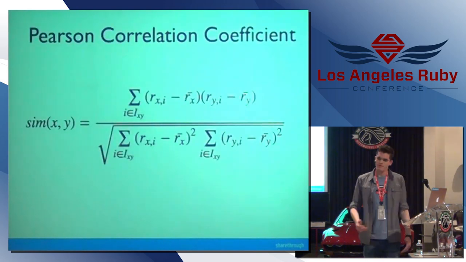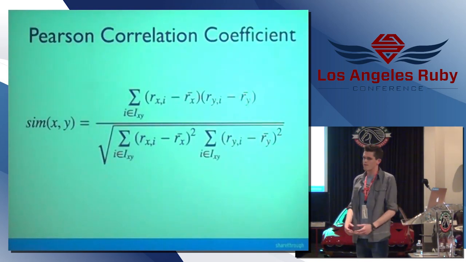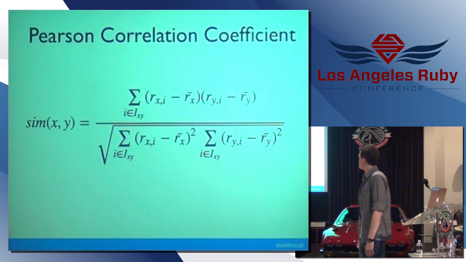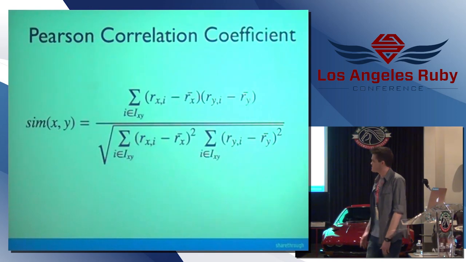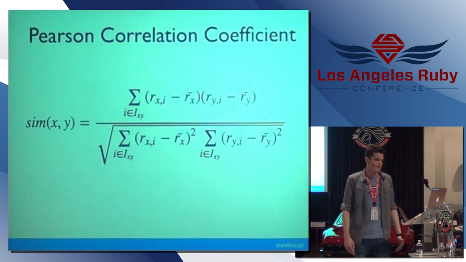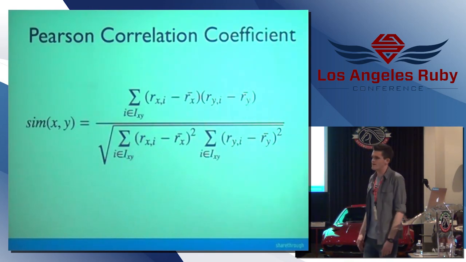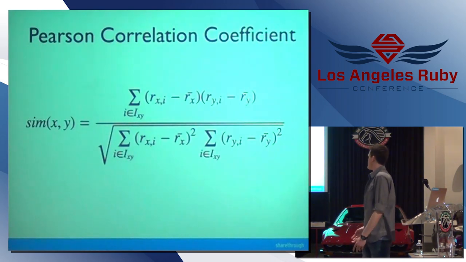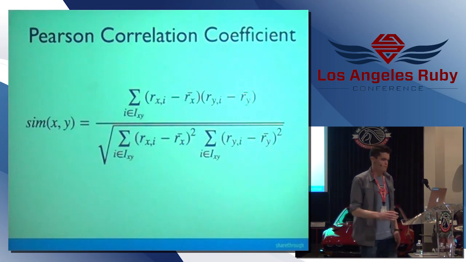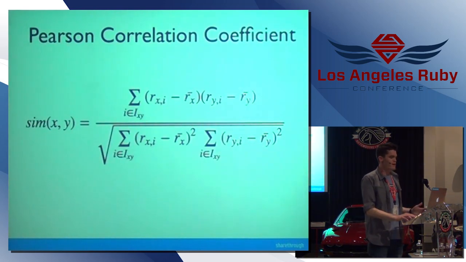Let's take a look at Pearson's correlation coefficient, as this is the most prevalent algorithm and gets you the best results. This is the formula for Pearson's correlation coefficient to calculate the similarity between user X and user Y. That looks a little bit scary, right? That's a pretty big formula. There are a lot of Greek letters going on there, and these bars on top of R's. Who knows what's going on? But it actually turns out that it's pretty simple.